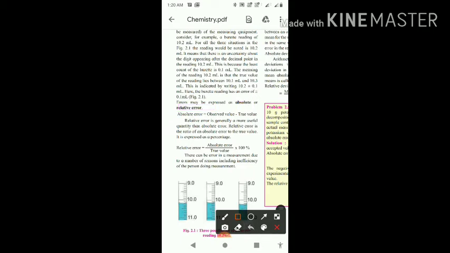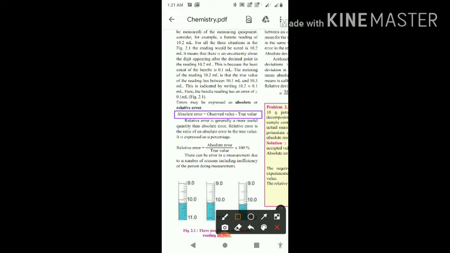Now, first we start with absolute error. Here, if you see, you will come to know exactly what absolute error is. It is nothing but the observed value minus the true value, or we can say the observed value is the measured value, which we are measuring. Measured value minus true value is nothing but the absolute error.